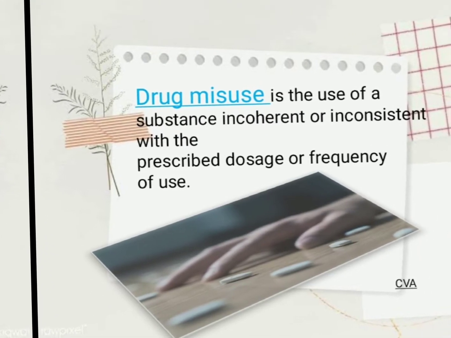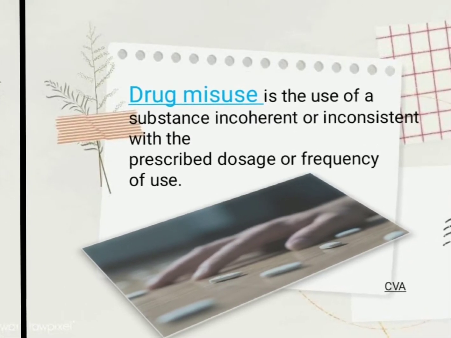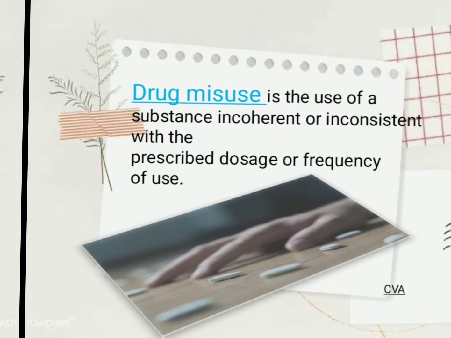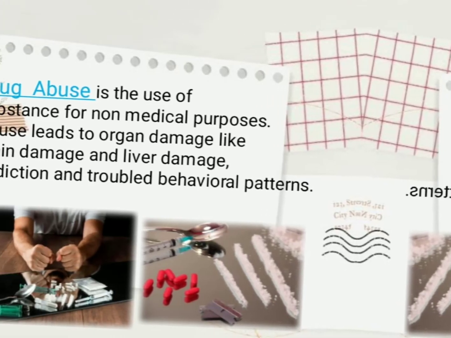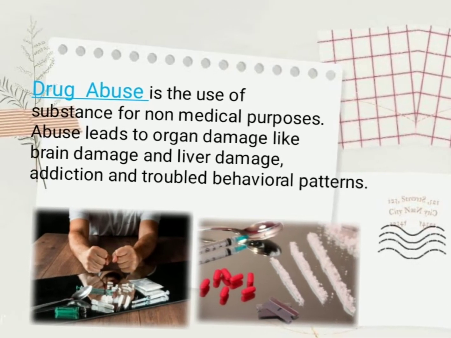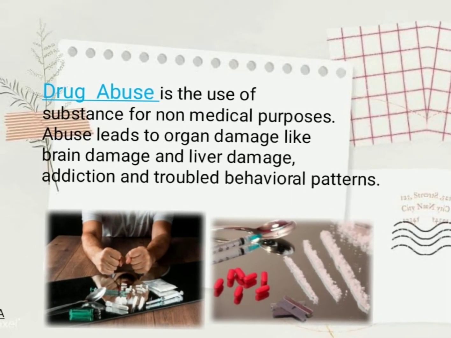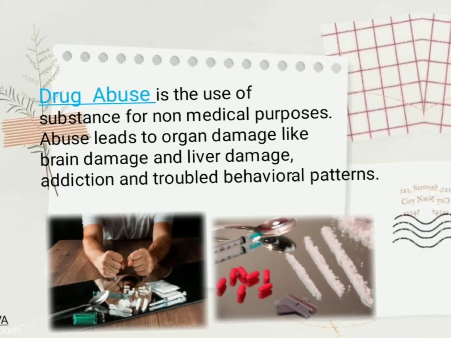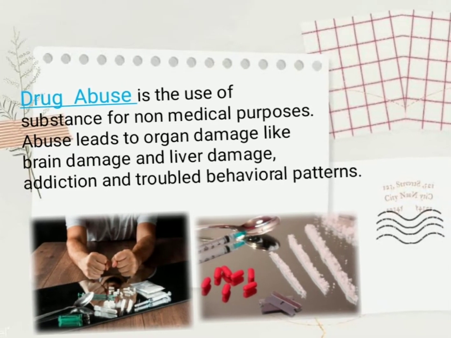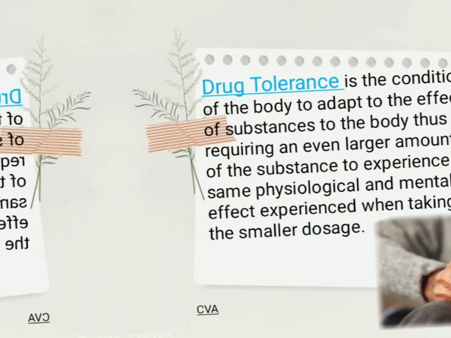Drug misuse is the use of a substance inconsistent with the prescribed dosage or frequency of use. Drug abuse is the use of substance for non-medical purposes. Abuse leads to organ damage like brain damage and liver damage, addiction, and troubled behavioral patterns.